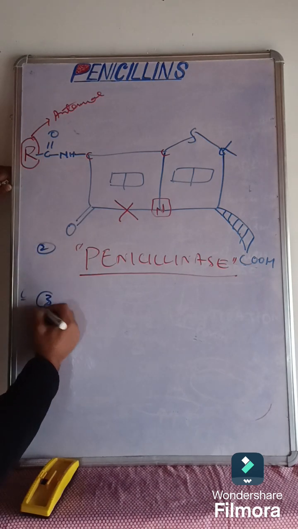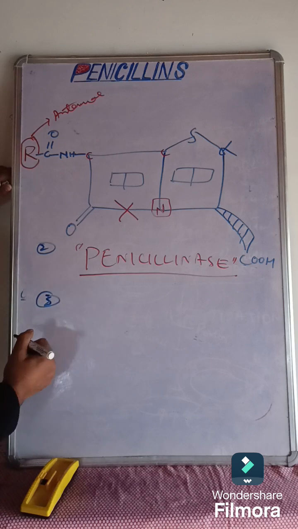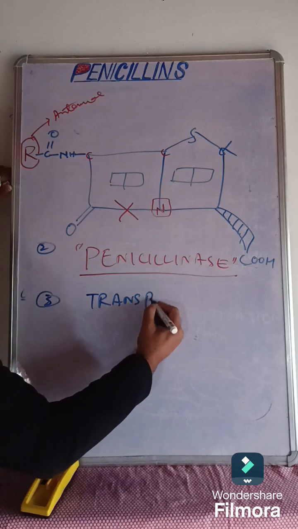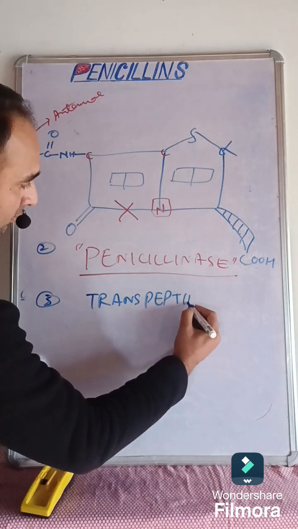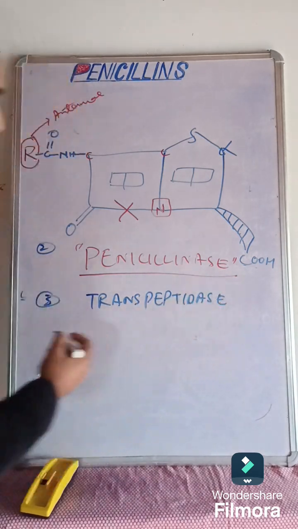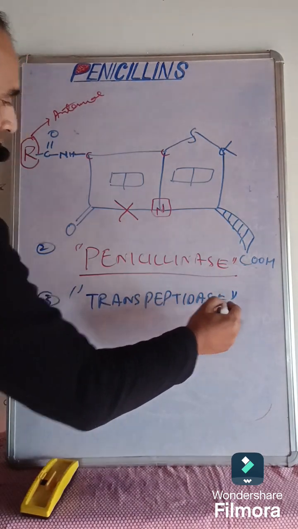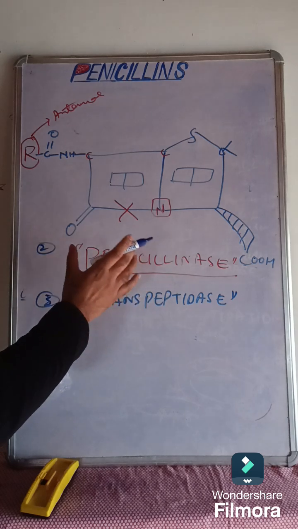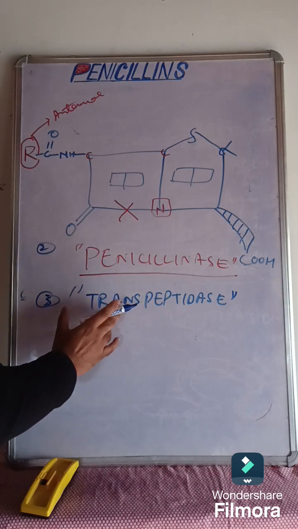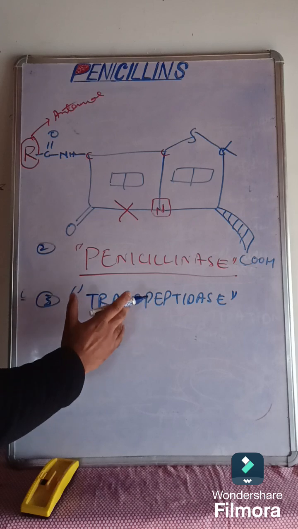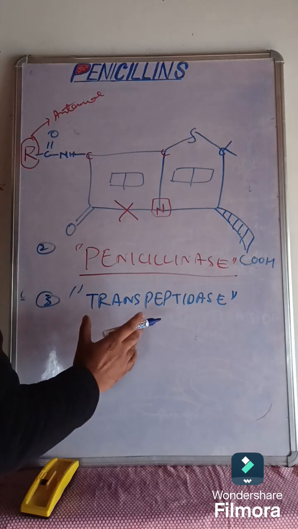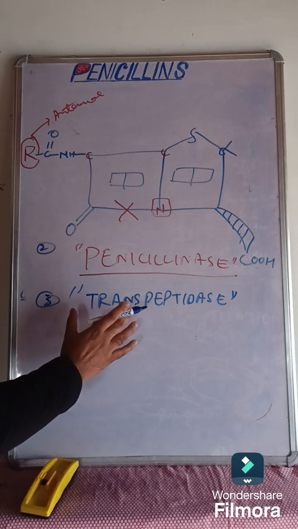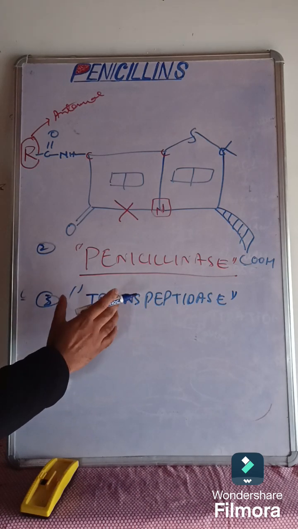The third mechanism is the alteration of the enzyme transpeptidase. Some bacteria are very clever. They alter the structure of the transpeptidase enzyme so that even if the antibiotic is able to reach this enzyme across the cell wall, and outer membrane in case of gram-negative, the antibiotic is not able to bind it because the bacteria have changed the structure of this transpeptidase.